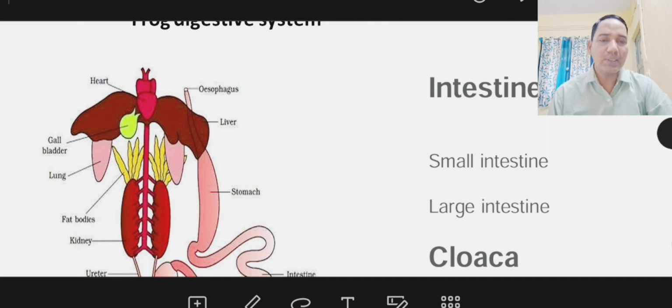Cloaca. This is a tiny sac-like structure that receives the openings of the anus and the urinogenital apparatus. The cloaca leads to the exterior through the cloacal opening or vent located at the posterior end of the body.